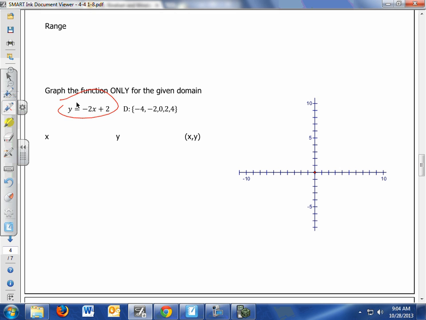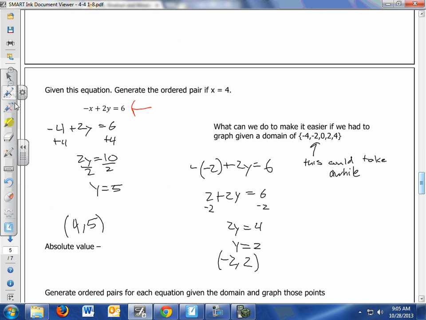Yes, because the y is by itself on the other side of the equation. And all we have to do is plug in x's and we'll get the y's easily. We don't have to solve anything. We just have to simplify stuff. Okay? Boom, got my y. 6. So what we can do with equations like this is solve them for y to easily generate solutions.